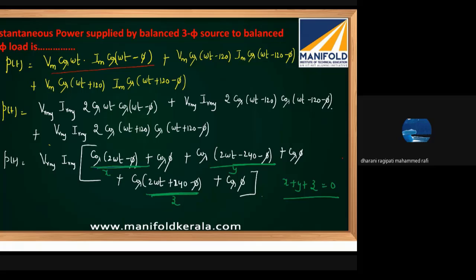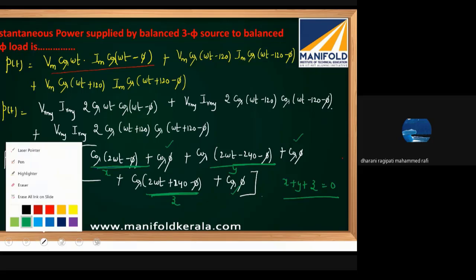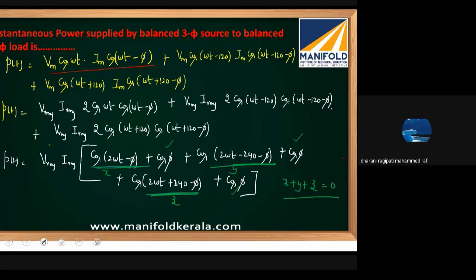Then what is left out here? Cos phi plus cos phi plus cos phi is left over. So the equivalent result will be: the instantaneous power term would become 3 times Vrms Irms cos phi.